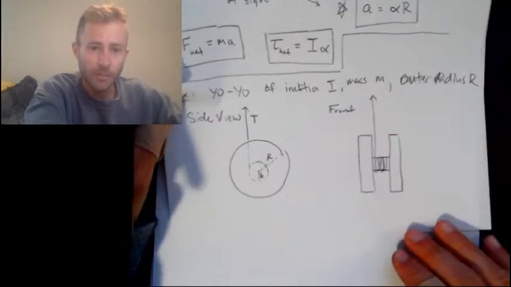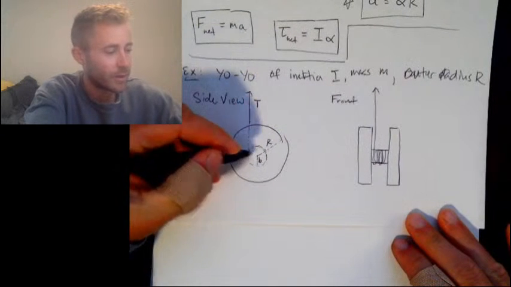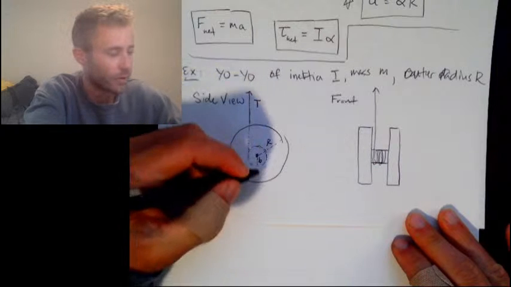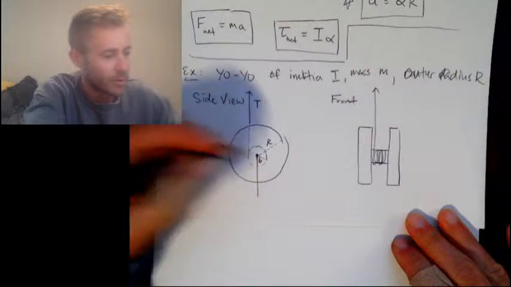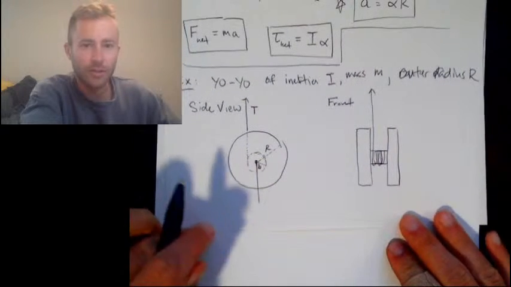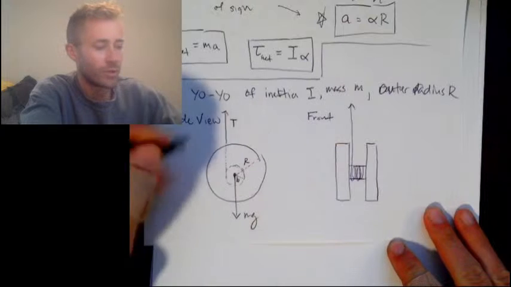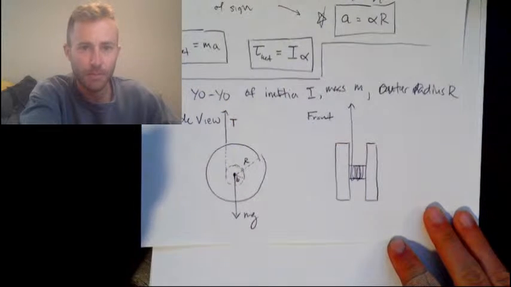So the yo-yo has two forces acting on it. It has tension, which is acting a distance b away from the center. I'm going to make that go out this way. And then there is the weight force, mg, which acts through the center of mass, which is the very center of the yo-yo, okay?